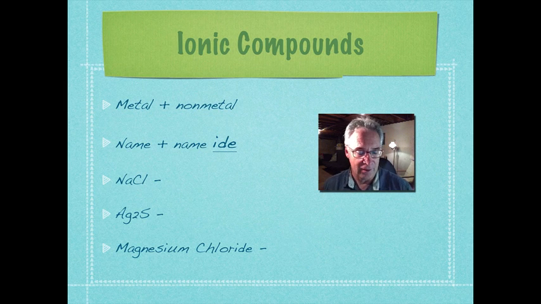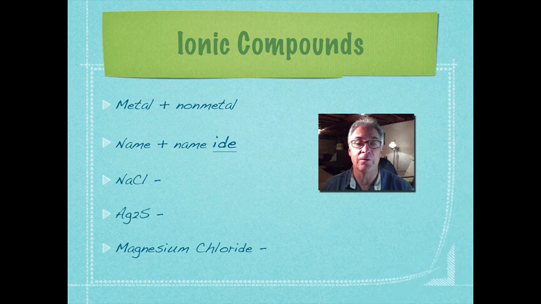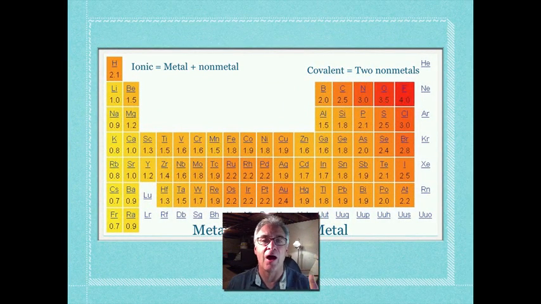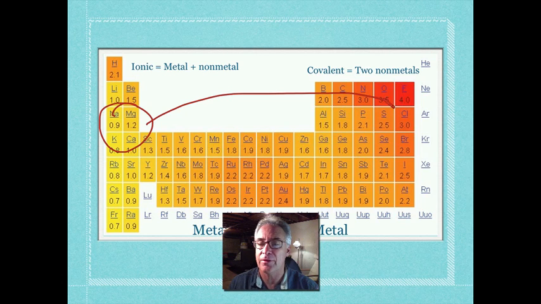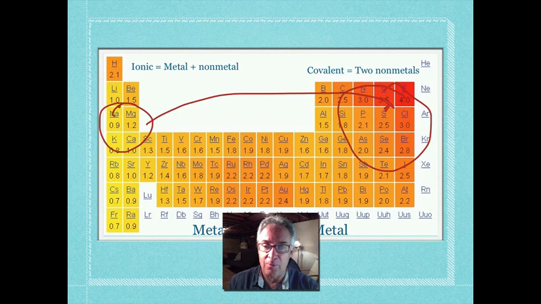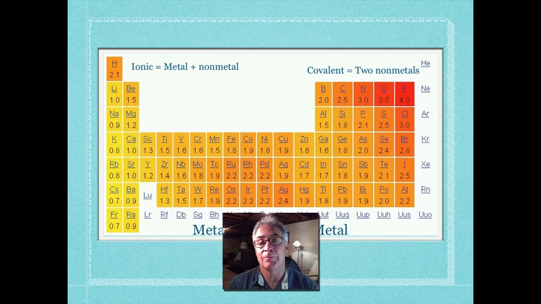So very quickly, let's just review. When we're talking about ionic compounds, we're talking about elements from the left side of the periodic table reacting with the nonmetals over on this side, and the two together will form an ionic compound. And again, the main way to remember it, you just put IDE at the end, and that's pretty much it. That pretty much sums it up.